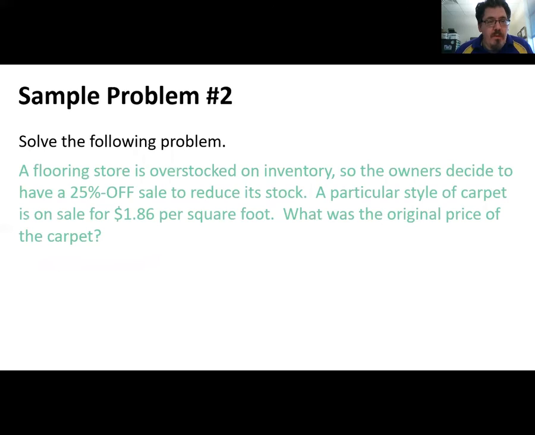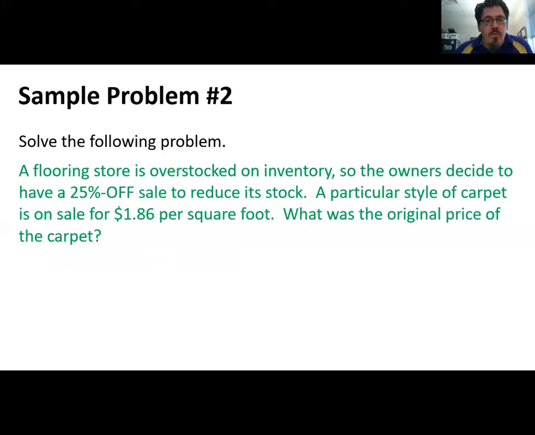Here is sample problem number 2. Okay, this time the flooring store is overstocked on inventory, so the owners decide to have a 25% off sale. So again, another sale situation. We're taking a percent off. A particular style of carpet is on sale for $1.86 per square foot. What is the original price? So this time the values were given a little bit differently.